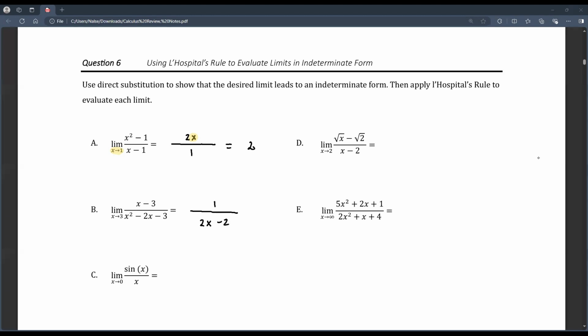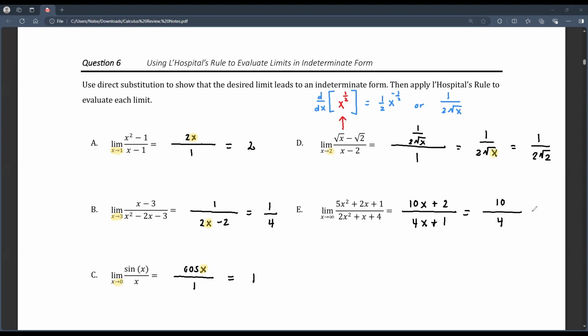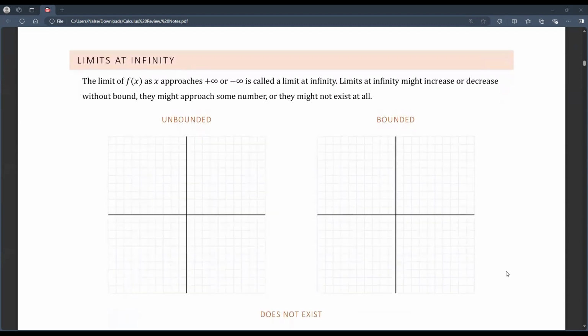Now, pause the video and try out the rest of question 6 by using this new method. Here are the solutions to the rest of question 6. Did we get the same answers? If so, you have successfully used L'Hopital's rule.